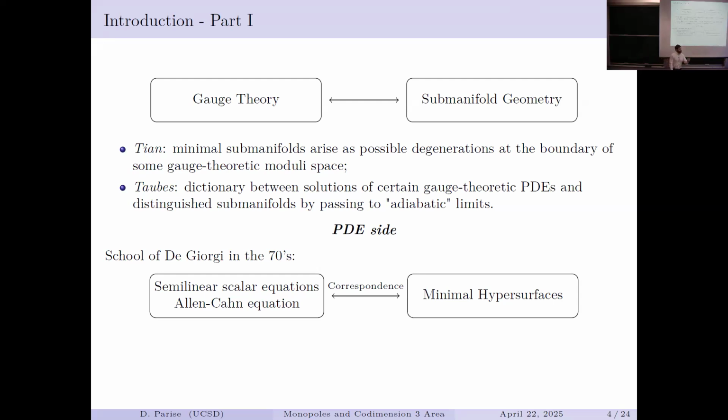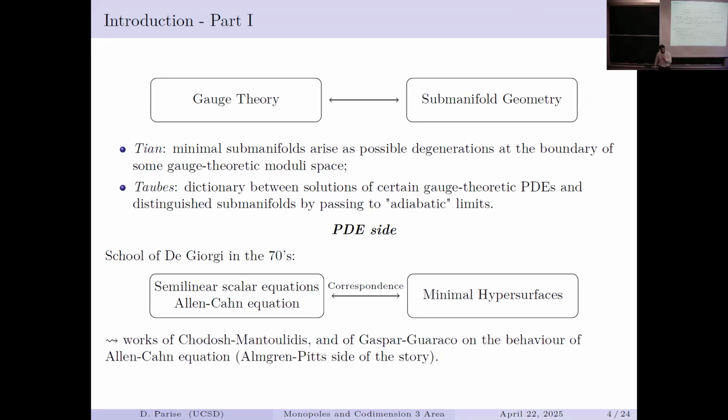It means a correspondence, yes, that you can find minimal hypersurfaces using this method, and usually you can also do vice versa. Yes, I will explain everything later on.